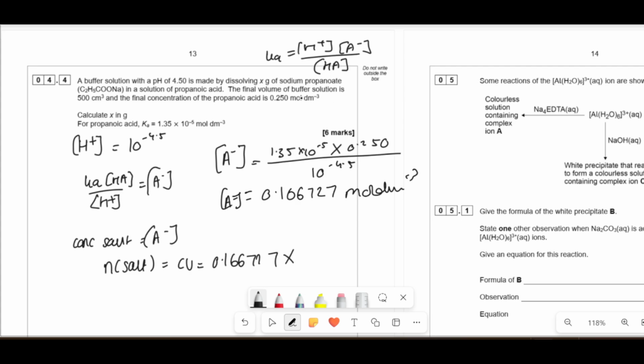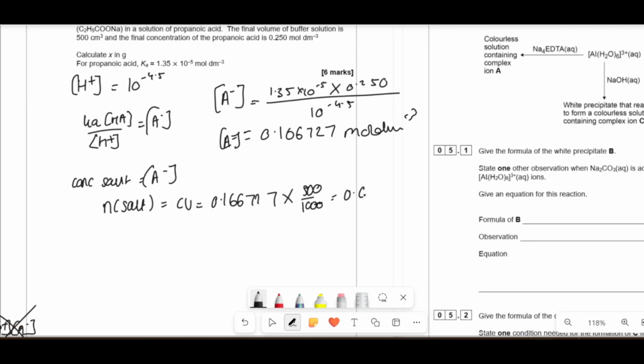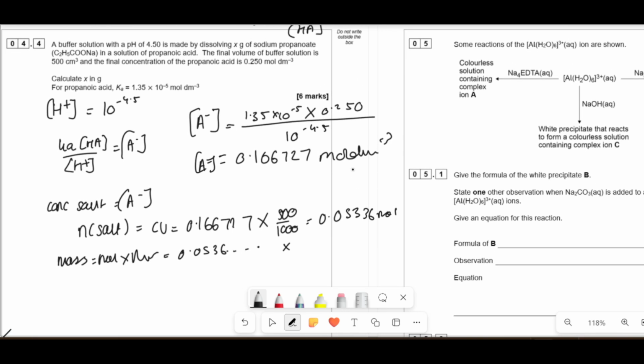Now they've told you that the final buffer volume is 500. We're going to divide that by 1,000. So if I do that, I get the moles of salt to be 0.05336. Now they want the mass, which equals moles times Mr, which is going to be 0.05336 times the Mr of the sodium propanoate, which you can get from the periodic table. Just to save time, it's 96, and that gives you 5.13 grams.